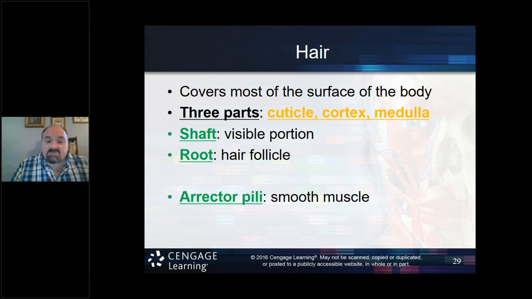Now, the hair. So the hair, we have the cuticle, the cortex, and the medulla. The medullary region would be the inner region of the hair itself. The shaft is the visual portion that we see. The root would be the actual area where the hair follicle is present and the live cells are present. So the shaft, again, we said, would be dead cells, but the root, right in the hair follicle, would contain the live cells. Erector pili are smooth muscle in particular that are connected to the hair, and if contracting, they will allow the hair to stand on end.